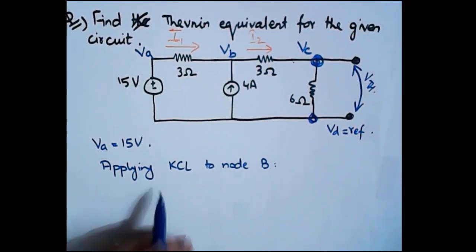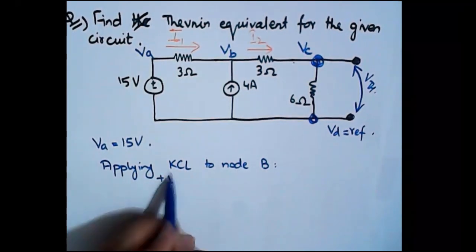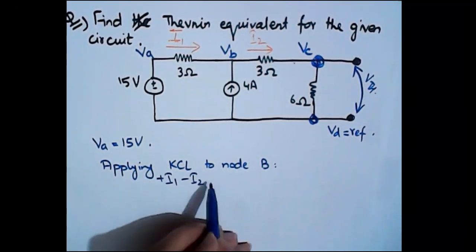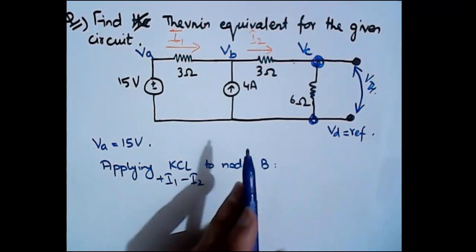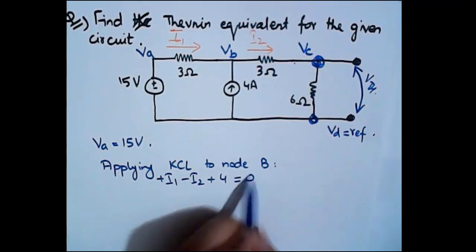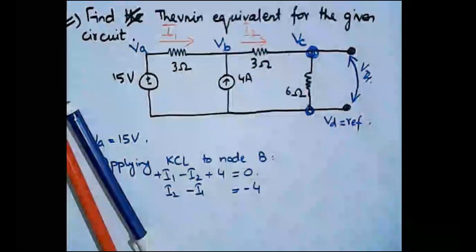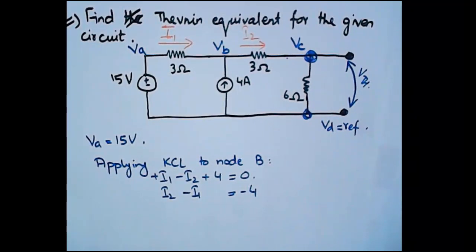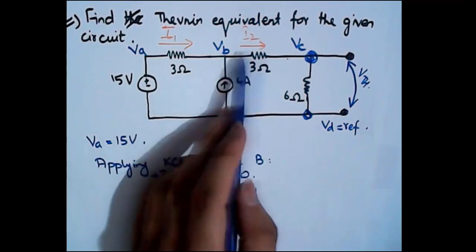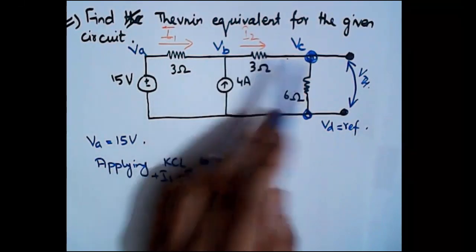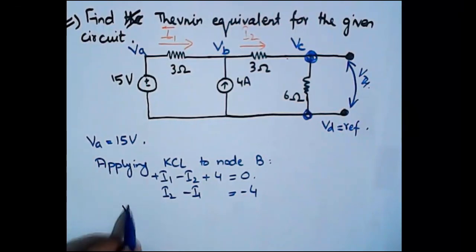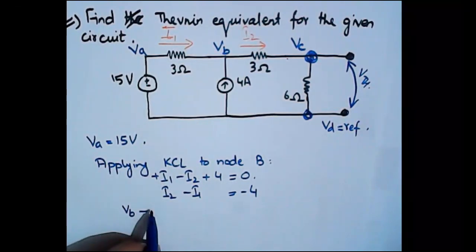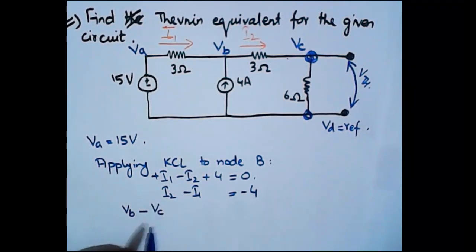So it will be plus I1. Why plus? Because it is entering the node. Minus I2. Why minus? Because again it is leaving the node. Plus 4 is equal to 0. So we can simplify it as I2 minus I1 is equal to minus 4, right? And how can we express I2 in terms of voltages? It is leaving from node B approaching node C, right? So it will be VB minus VC, divided by the resistance, which is 3 ohms.